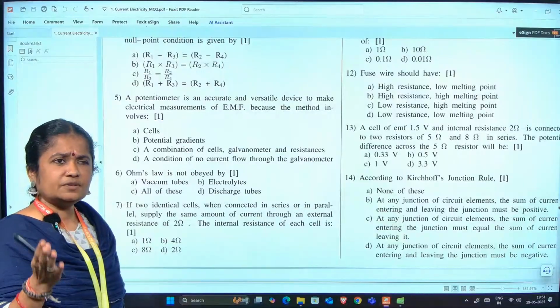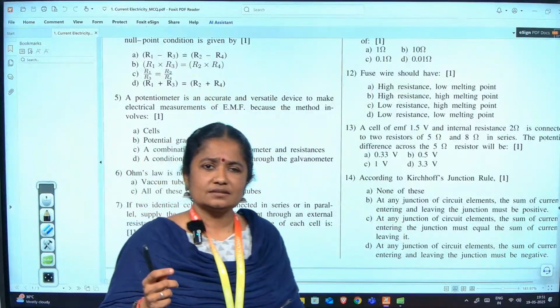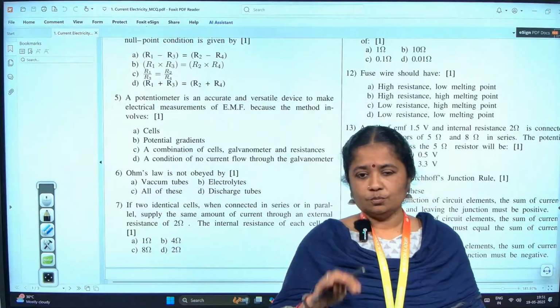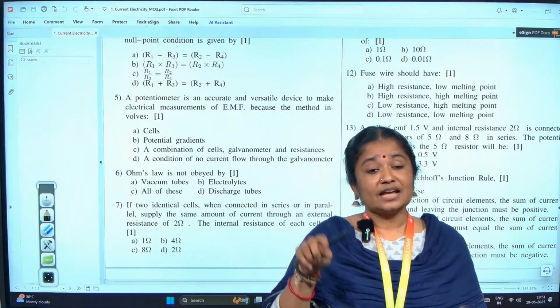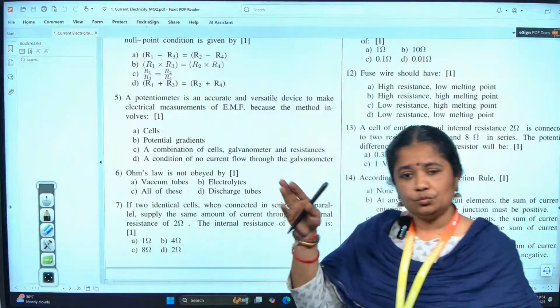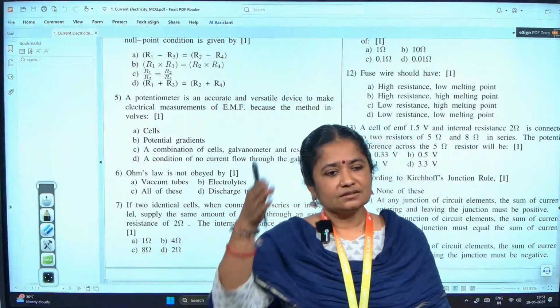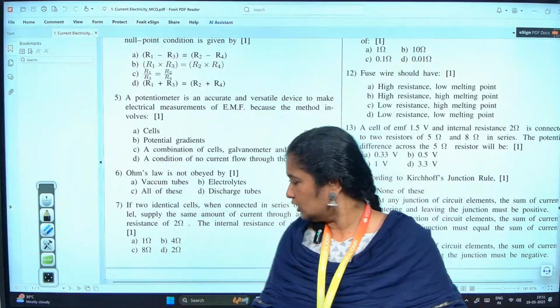What is the difference between ohmic devices and non-ohmic devices? Those which obey Ohm's law are called ohmic devices. What will their graphical representation look like? They will have a linear graph. Non-ohmic devices will have a curved, non-linear graph.